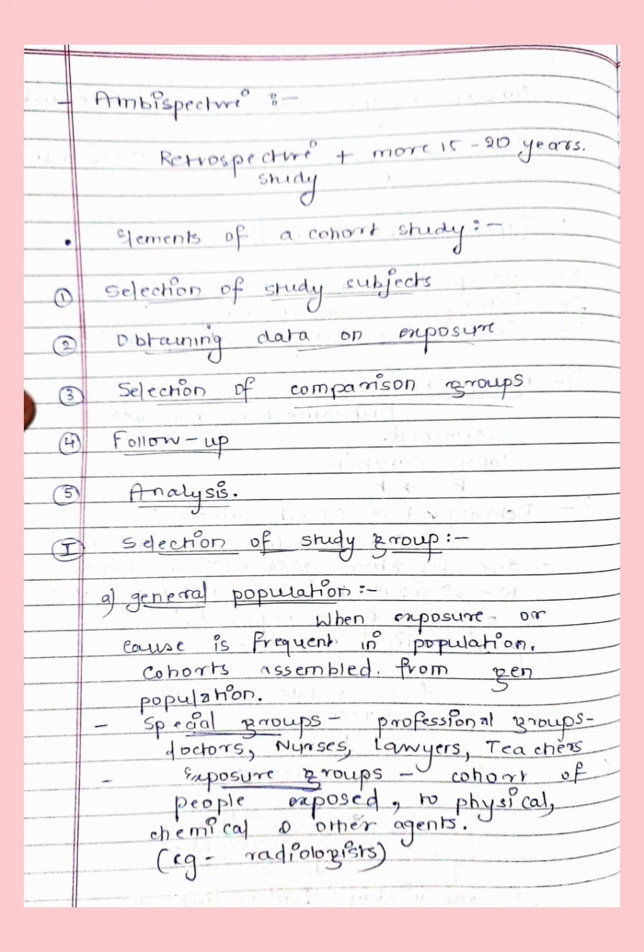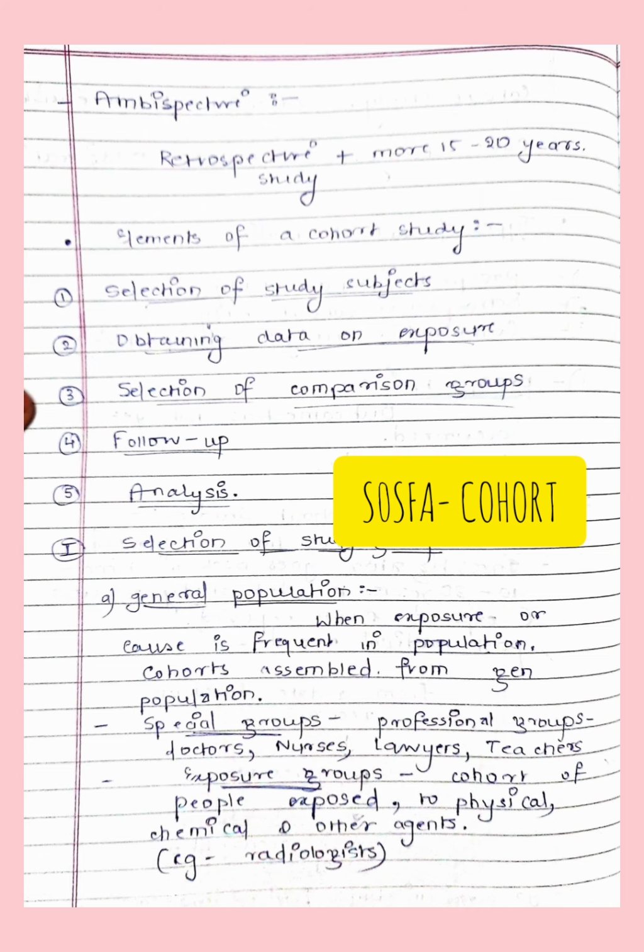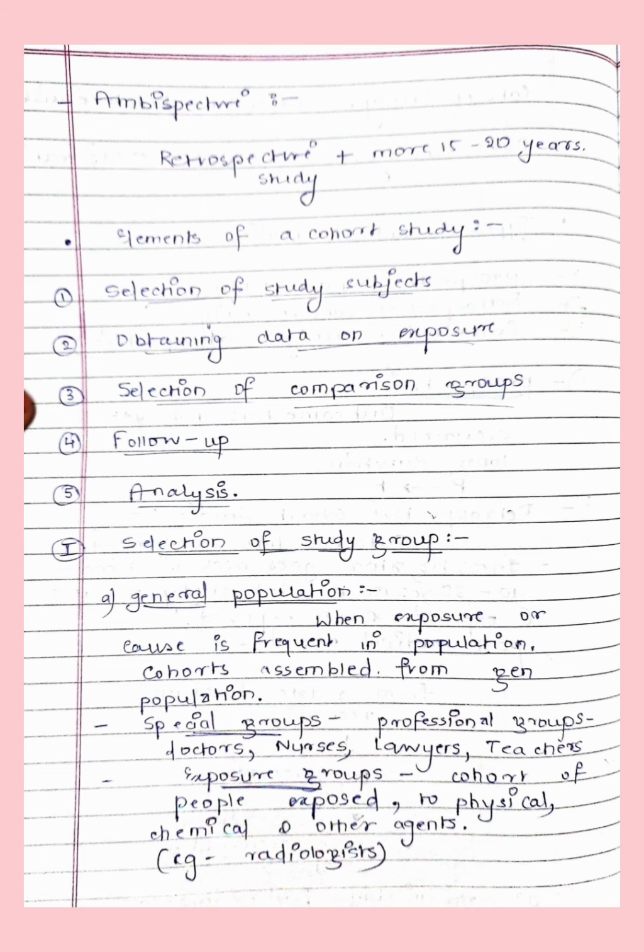First is selection of study subjects, then obtaining data on exposure, then selection of comparison group, like we had controls in case control study, but this is different. Then we do the follow-up, then analysis. You can make a mnemonic for this, because you might not be able to recollect this during the exam. It's a little confusing. For selection of the study group, we can select from the general population or special groups. We can take doctors, nurses, lawyers, or exposure groups, that is people who were exposed to these agents, say radiologists.